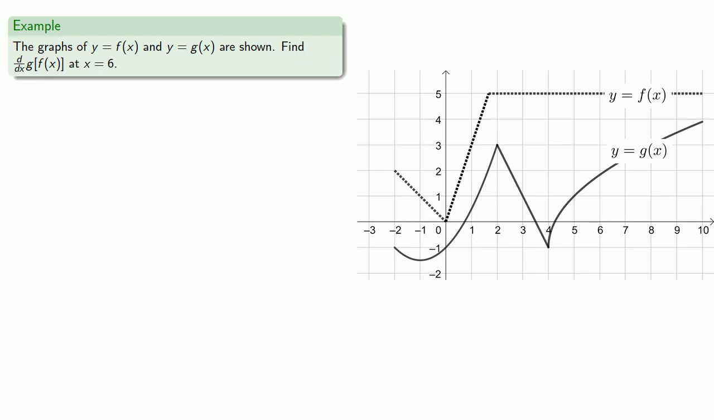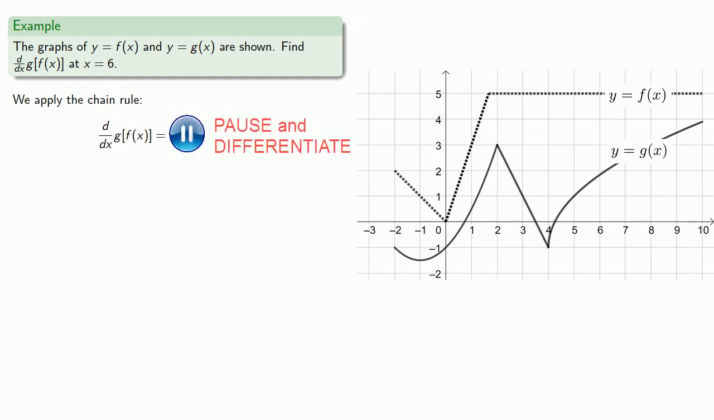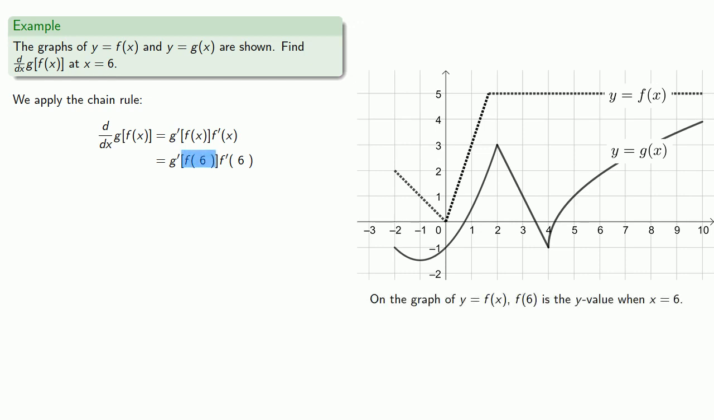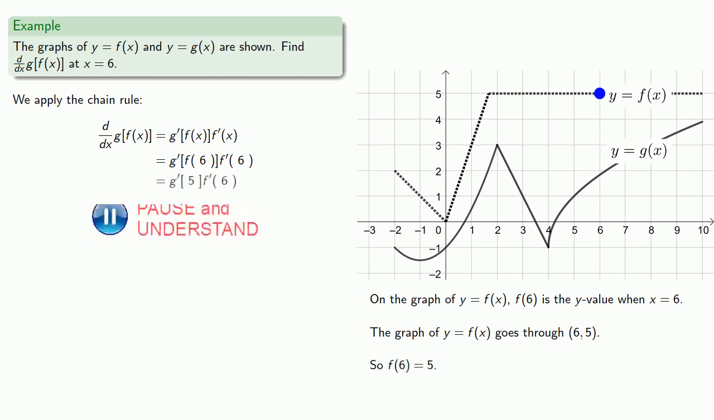Or let's try something else. Let's find the derivative of g of f of x at x equals 6. So we'll apply the chain rule. We want to let x equal 6. So we need to find f of 6. So on the graph of y equals f of x, f of 6 is the y value when x is equal to 6. And so we see the graph of y equals f of x goes through 6, 5. And so f of 6 is equal to 5.